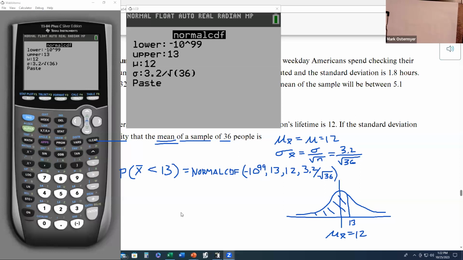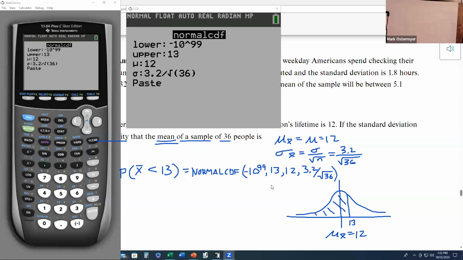All right, so the probability that the mean number of moves that a sample of 36 people make in their lifetime is less than 13 is going to be found by using our normal CDF function. Geometrically, it's the area underneath the normal distribution curve of the sampling distribution of all sample means of all samples of size 36 that are extracted from the parent population. It's going to be the shaded region down here.